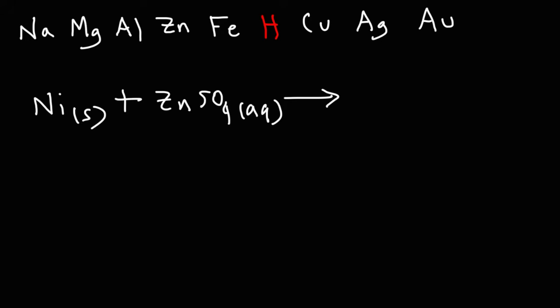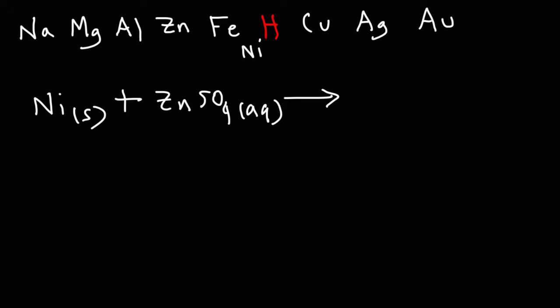Now granted, I don't have all the elements here for the activity series, but what you could do is go to Google Images, type in activity series, and then you can get a list of the elements. The elements on top are strong reducing agents, the ones on the bottom are weak reducing agents. But nickel is somewhere between iron metal and hydrogen.